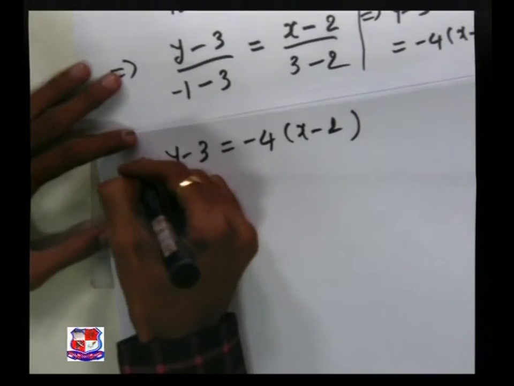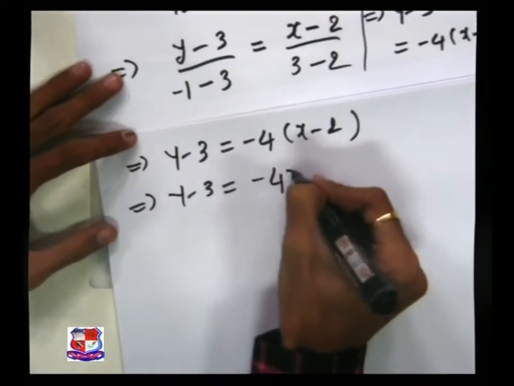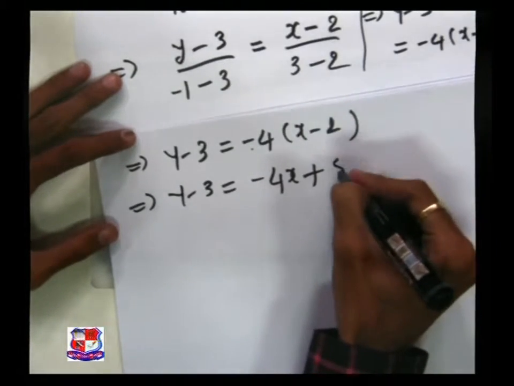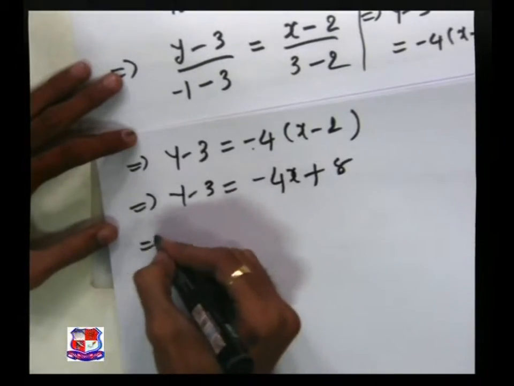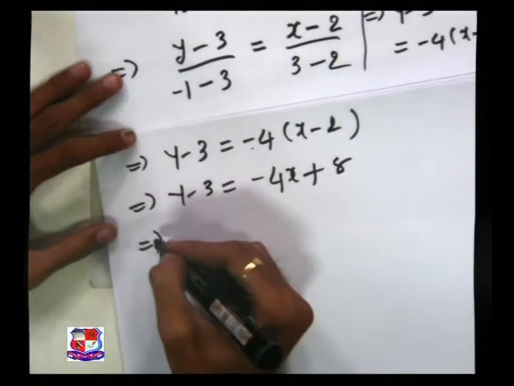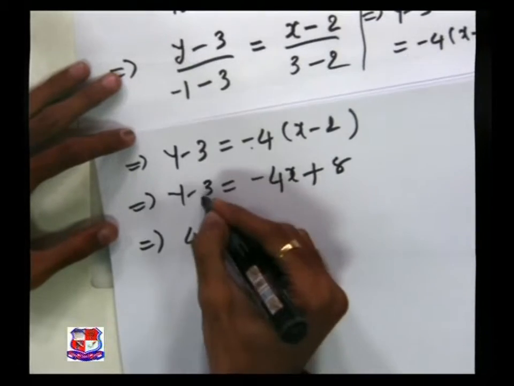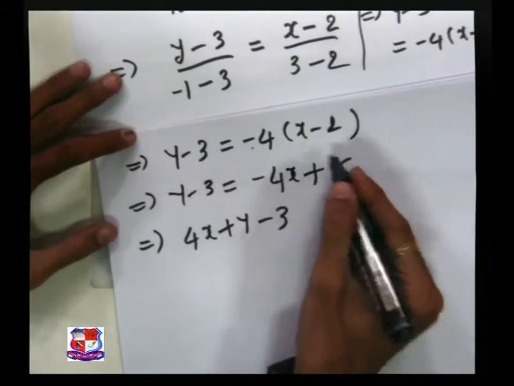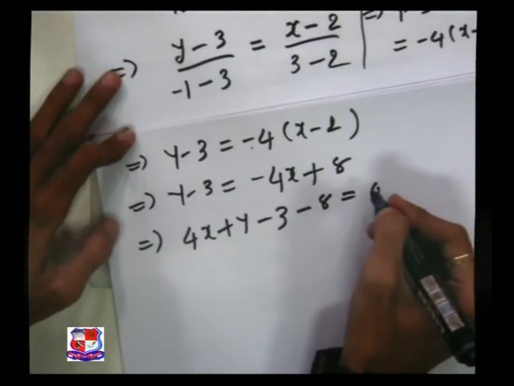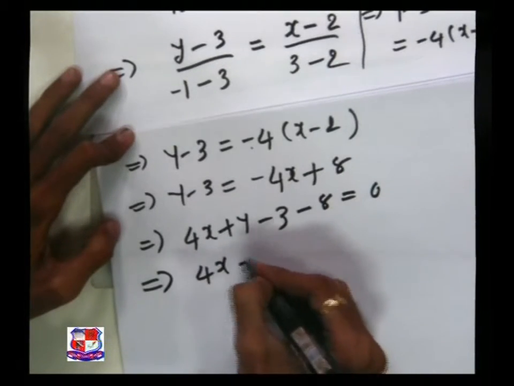So by simplifying this one we will get y minus 3, that is equal to minus 4x plus minus 4 into minus 2, that is equal to plus 8. So we will get here minus 4x, if it comes in the left hand side, then that is the plus 4x, here plus y, that is minus 3, and plus 8 comes this side, that is minus 8, is equal to 0.